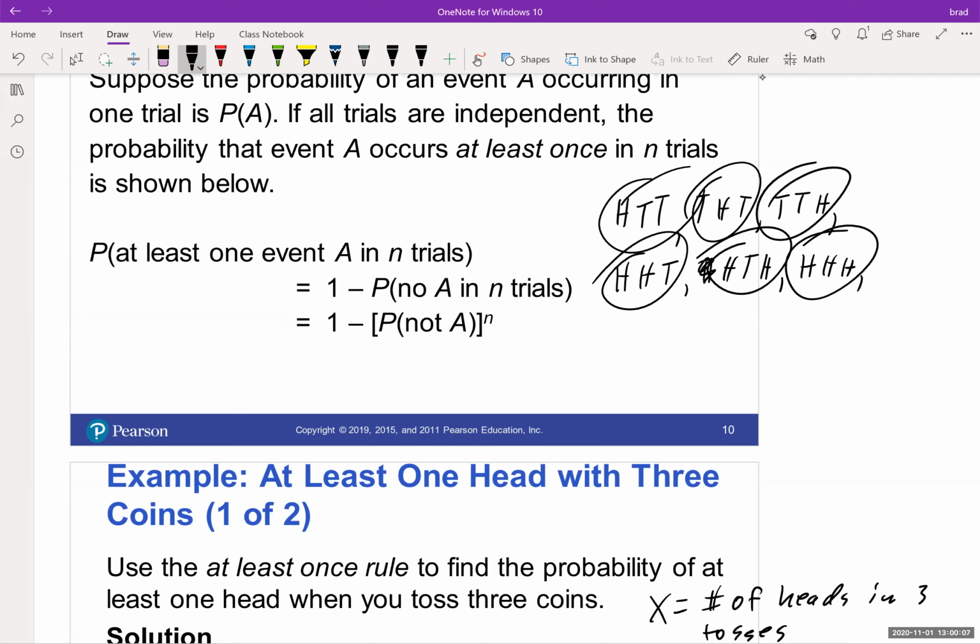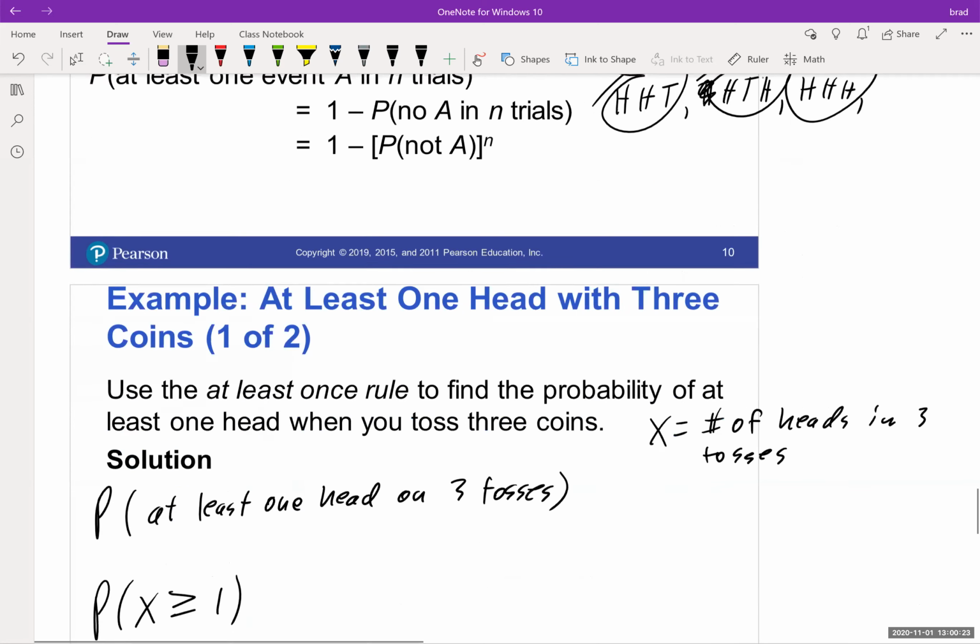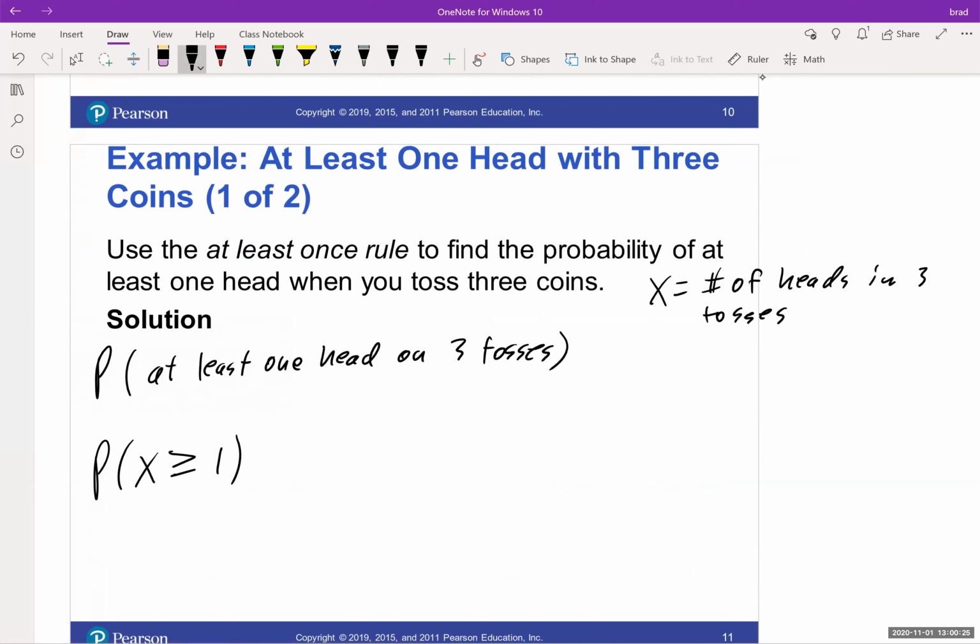Remember, everything has to add up to a total probability of 1. Okay. So if at least once means 1 heads, 2 heads, or 3 heads, well, what's the only situation that doesn't have any heads? That would be no heads. So what we do is we do 1 minus that probability. So I'm going to say 1 minus the probability of no heads, no heads, no heads. Okay, so let's see what that looks like.